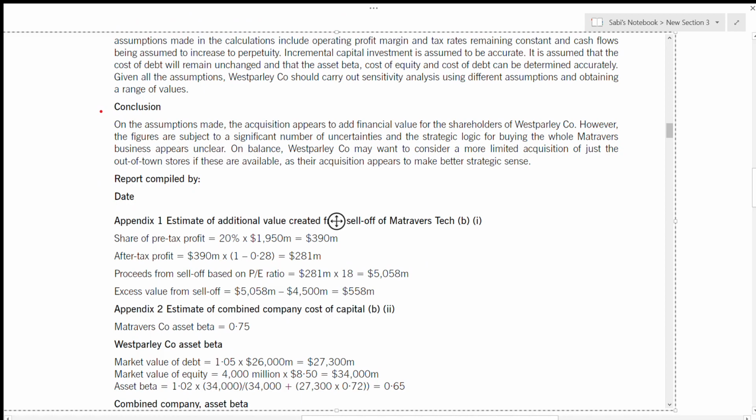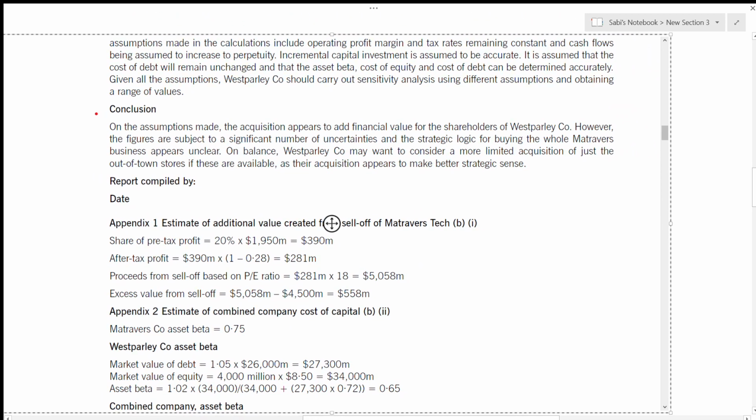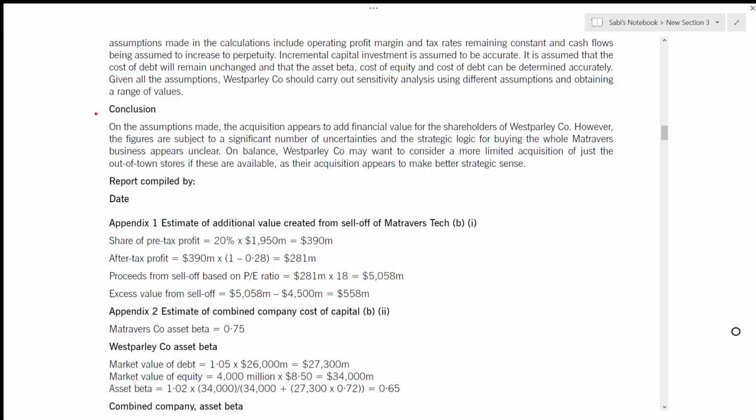Just start from here. From here onwards, your duty starts. Take a fresh page, start working. A report compiled by date. Appendix 1. Put all your working under the appendix. Don't include it in the main part of the report. Appendix 1, because this is the first thing we are calculating, so you will name it as Appendix 1.